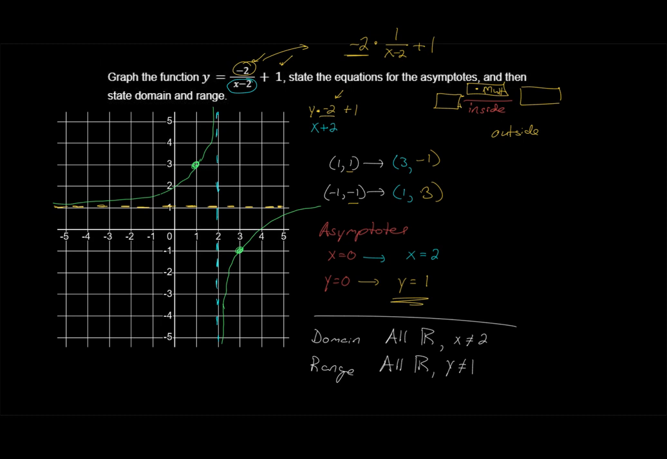Because my dilation was multiplying by 2, I know instead of being 1 away from the asymptote, now it's 2 away from the asymptote. So both pieces, that 1 point is 2 away from the asymptote. They are 1 unit away from the vertical asymptote, though, because we did not have any horizontal dilations.